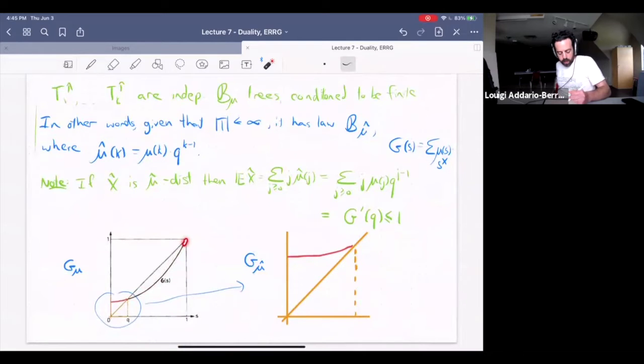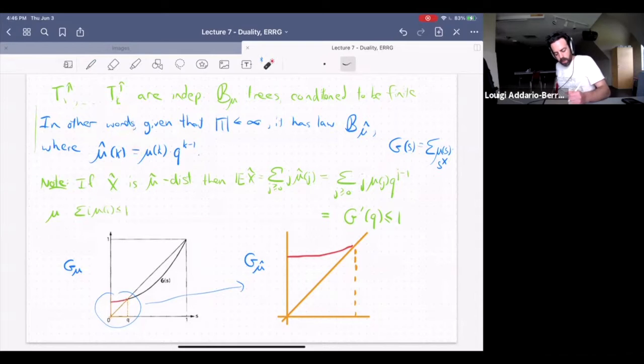It has slope greater than 1 at 1. It's convex, and so when it crosses the line y equals x at position q, its slope is less than 1. So this is saying that g prime of q is less than 1. And if, on the other hand, mu itself was subcritical, if the sum of i mu of i is at most 1, then q is 1 through this whole argument.